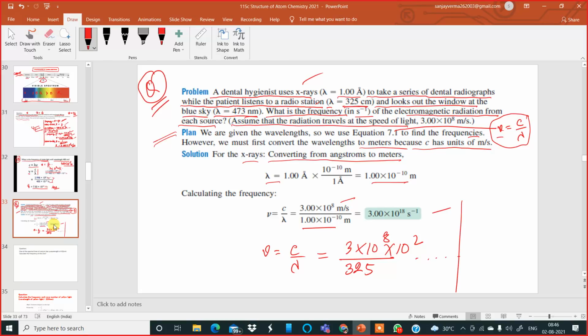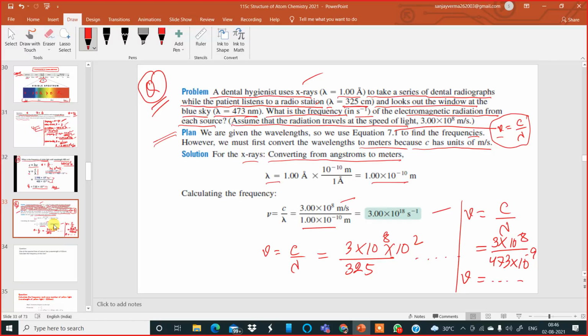So if you simplify this, you will get the frequency of the radio waves. Similarly, to get the frequency of the blue light coming from the sky, again we apply the formula nu is equal to c by lambda. Over here, the speed of light is the same, 3 into 10 to the power of 8 divided by lambda. For blue light it is 473 nanometers, so 473 into 10 to the power of minus 9. Simplify this, and you'll get the frequency of the blue color of the sky, which is reaching the observer or the patient.